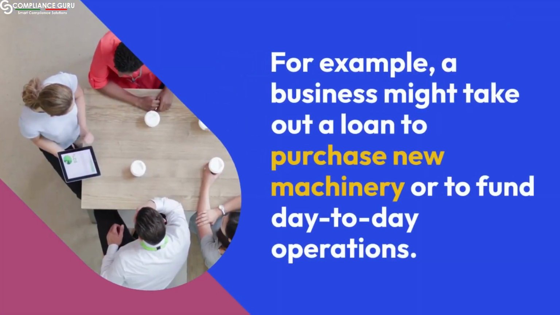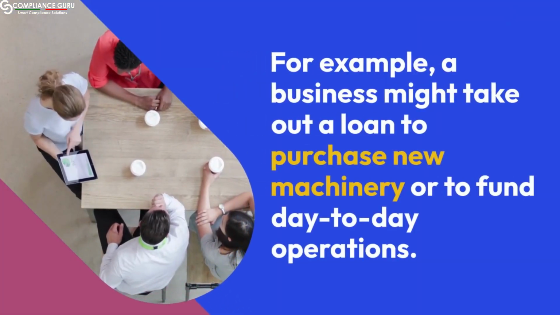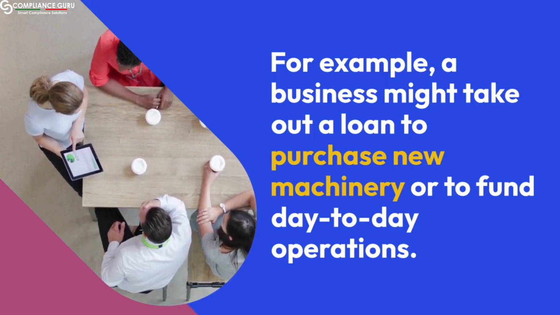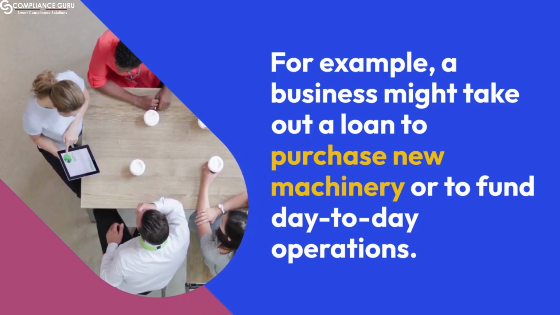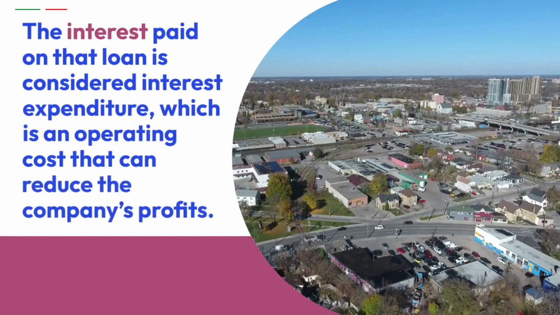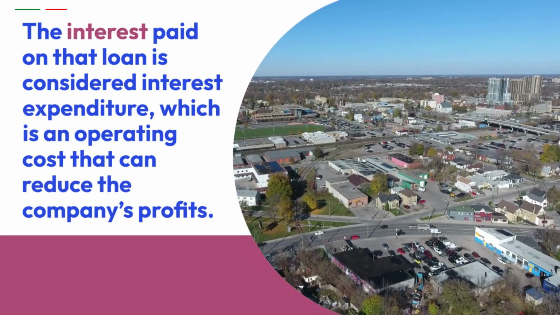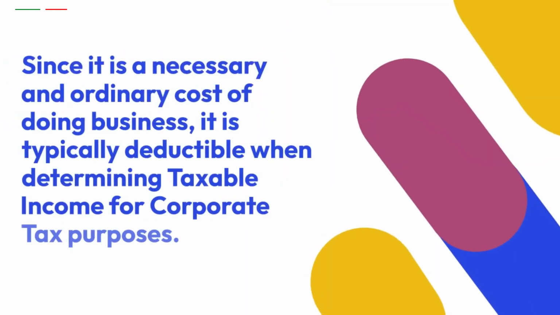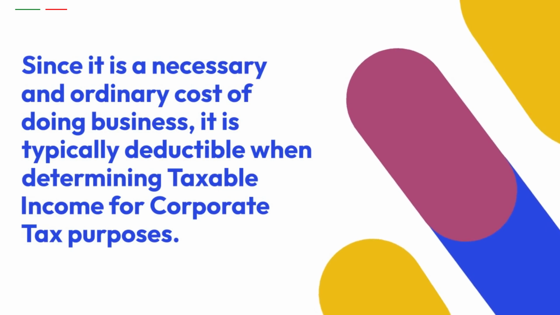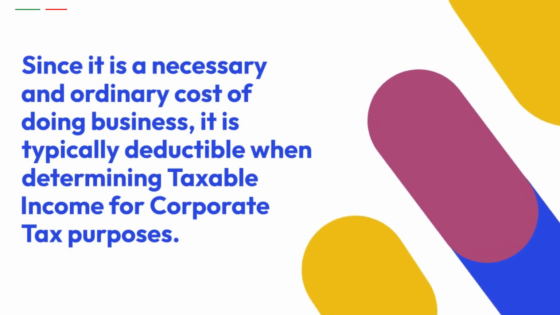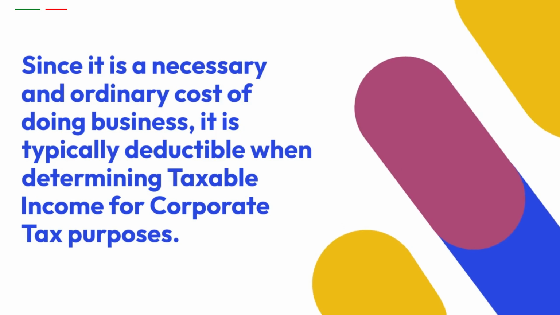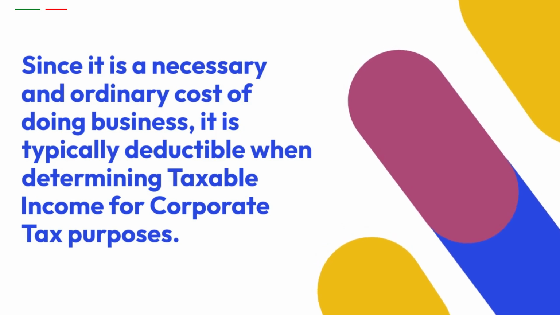For example, a business might take out a loan to purchase new machinery or to fund day-to-day operations. The interest paid on that loan is considered interest expenditure, which is an operating cost that can reduce the company's profits. Since it is a necessary and ordinary cost of doing business, it is typically deductible when determining taxable income for corporate tax purposes.